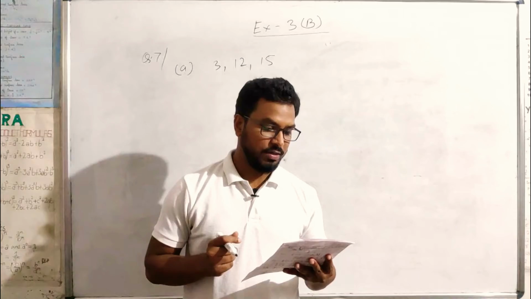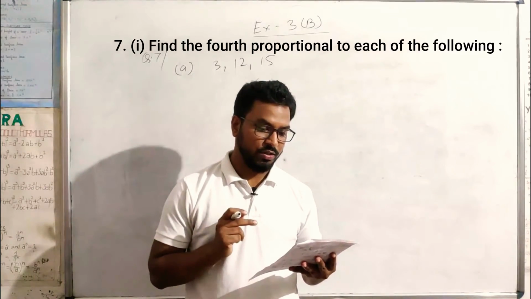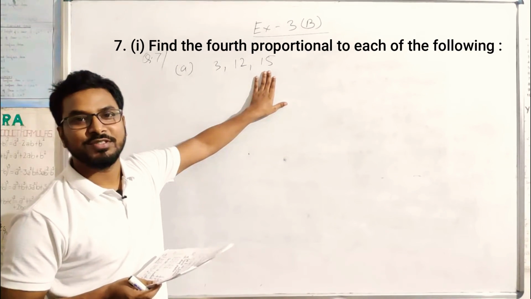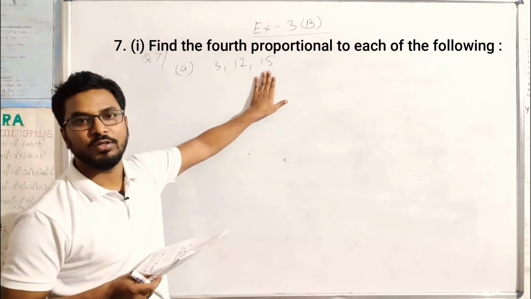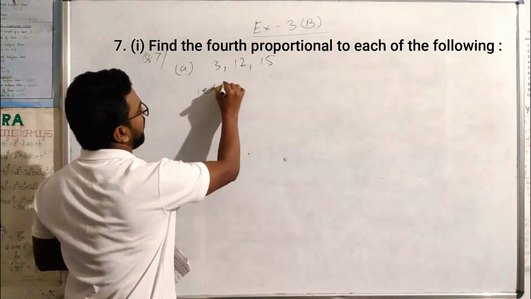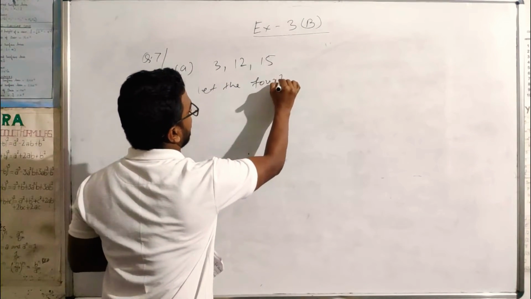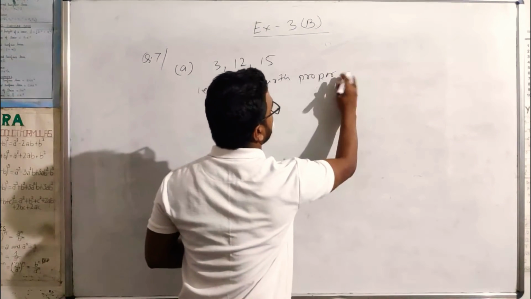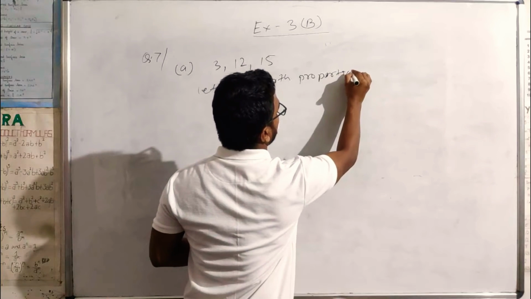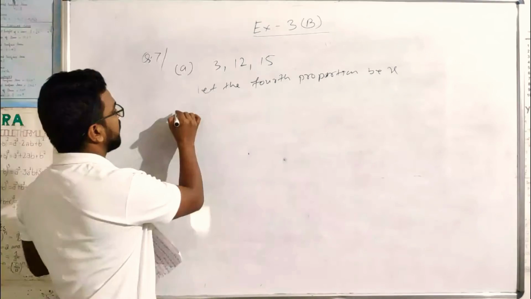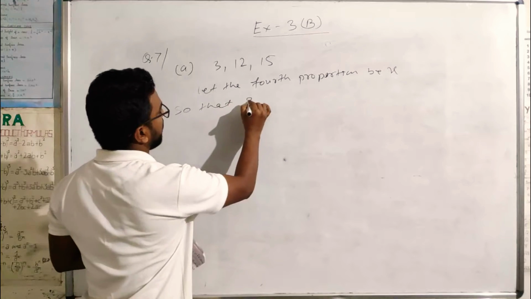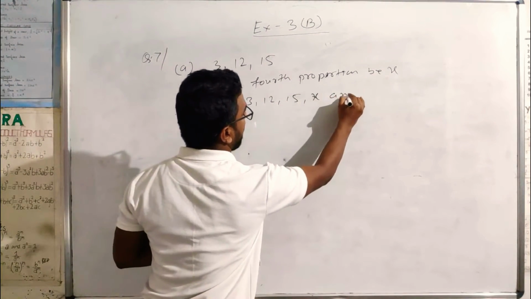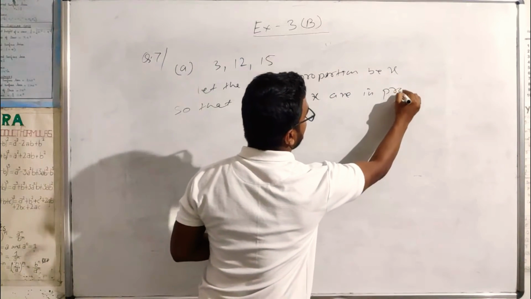So our next question is, find the fourth proportion to each of the following. So how many terms are given here? 3 terms. So what will be the fourth proportion? We don't know. So let the fourth proportion be x, so that 3, 12, 15, x are in proportion.